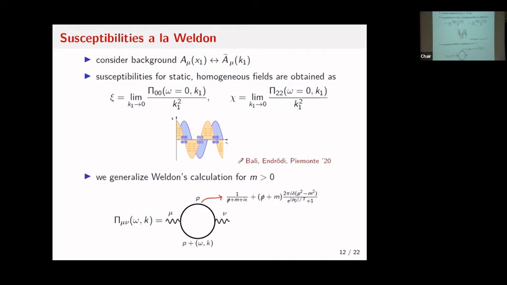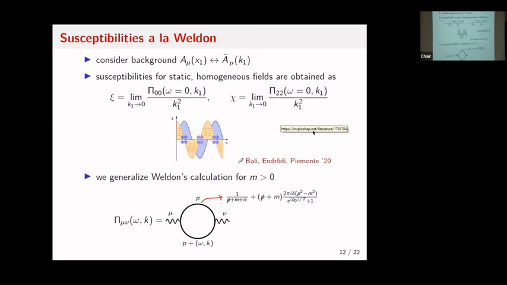Let's dig deeper into this and do this calculation a la Weldon in the massive case. So we consider an arbitrary background field, A_mu of x, as I said. It is then better to go over to momentum space. So we have A_mu of k. And then we follow Weldon's definitions relating the longitudinal and the transversal part of the photon vacuum polarization diagram to the electric and the magnetic susceptibilities. And we want the constant field. So we want to take the wavelength to infinity, so the momentum to zero.